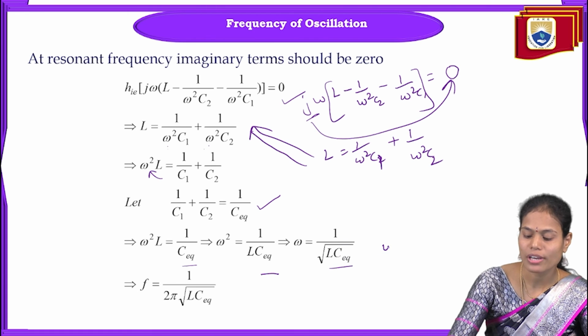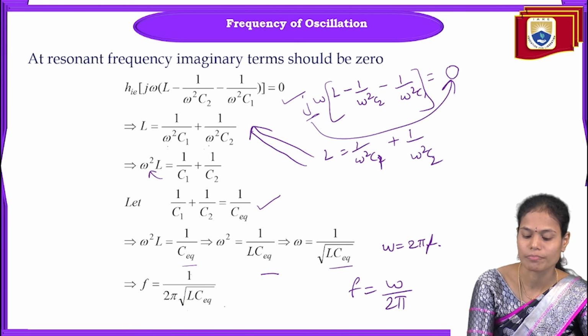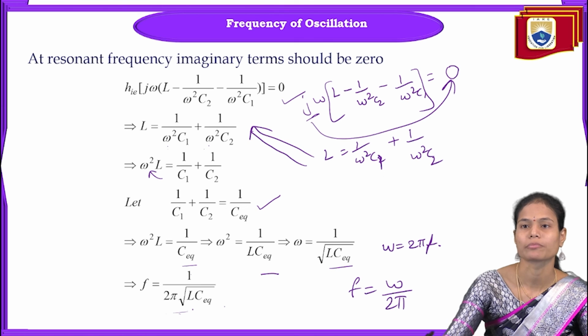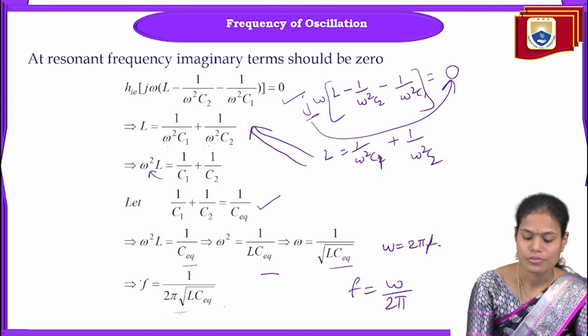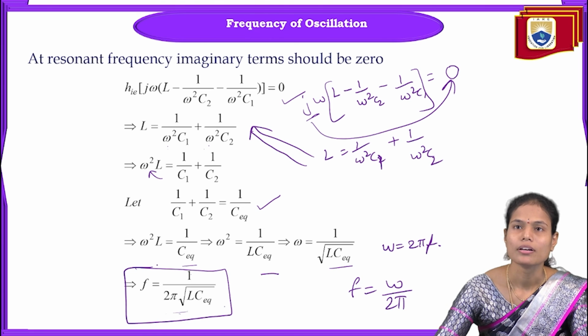And what is the value of omega? That is 2 pi f. So from this, f equal to omega by 2 pi. So here it is f equal to 1 by 2 pi under root of L C equivalent. This is the frequency of oscillation for the Colpitts oscillator.